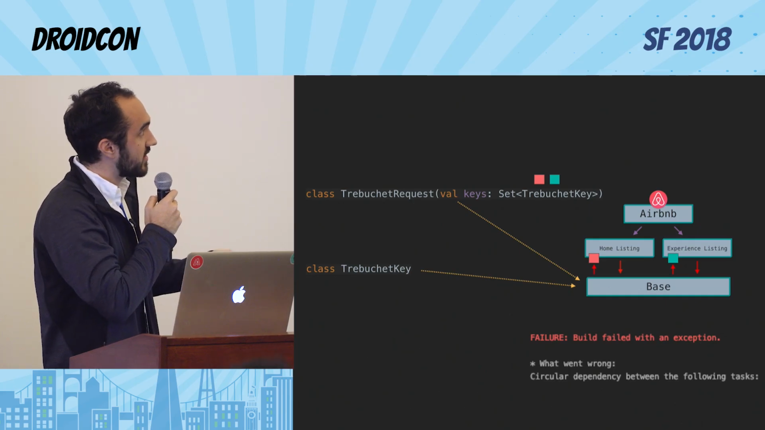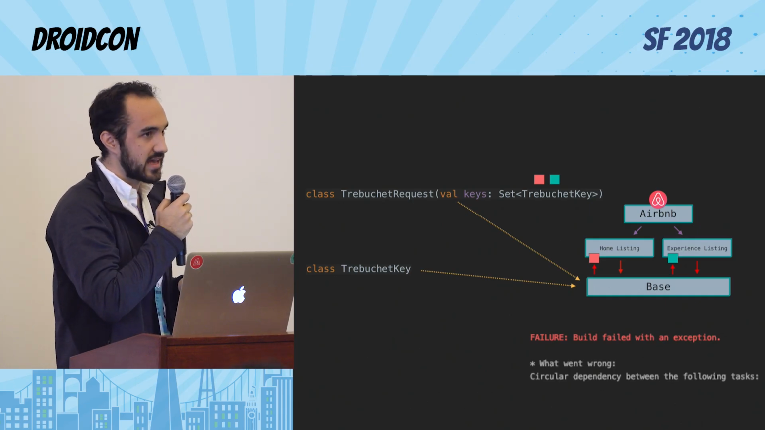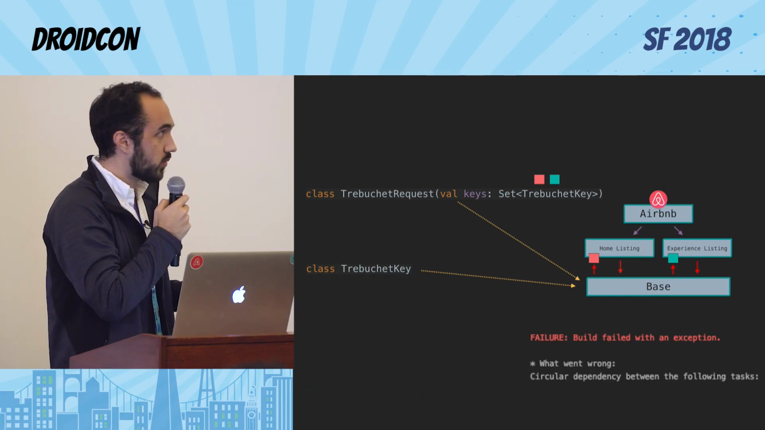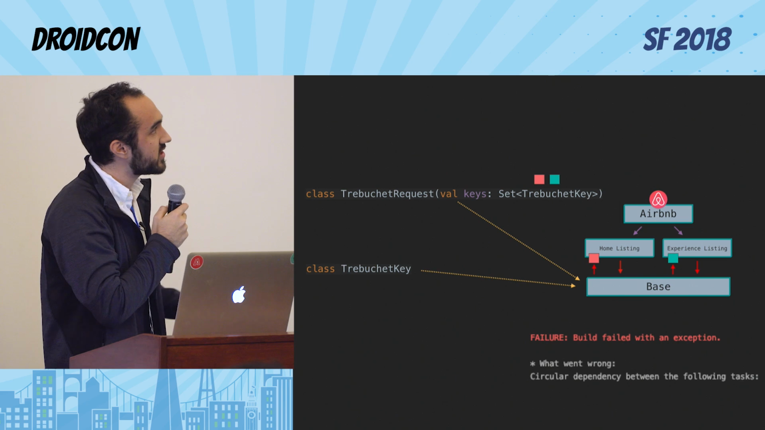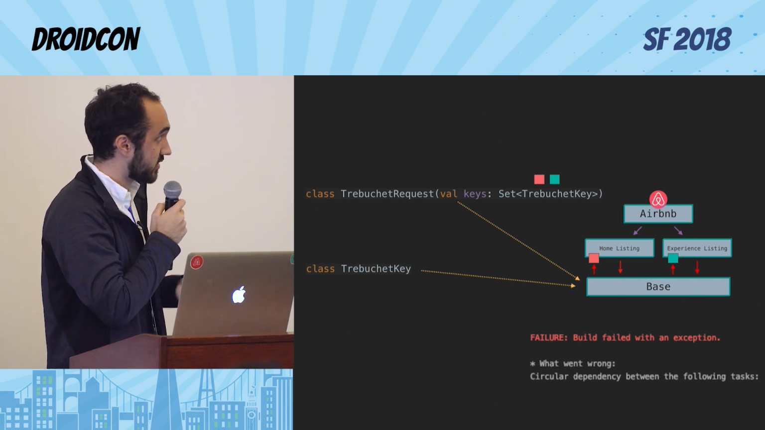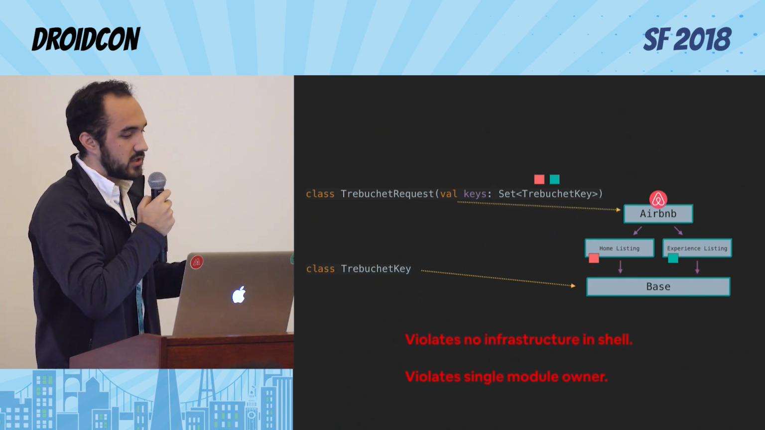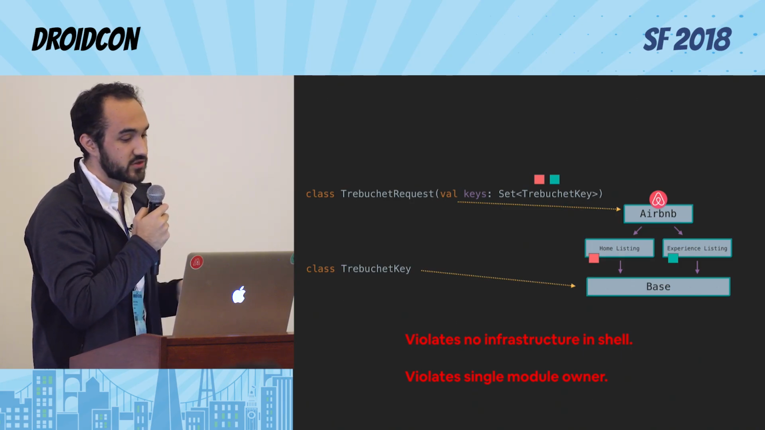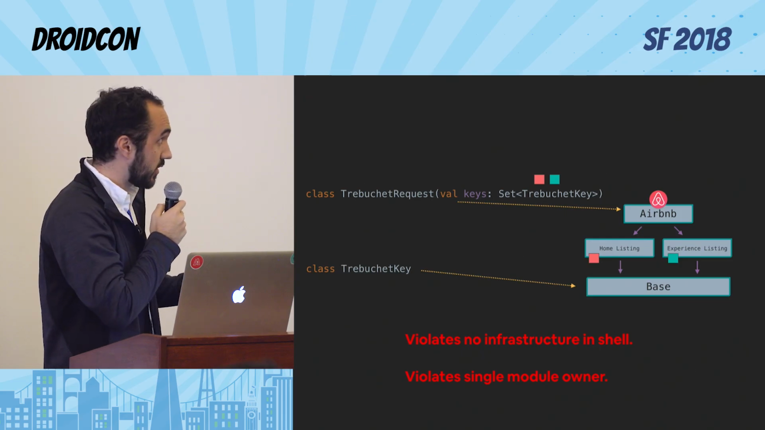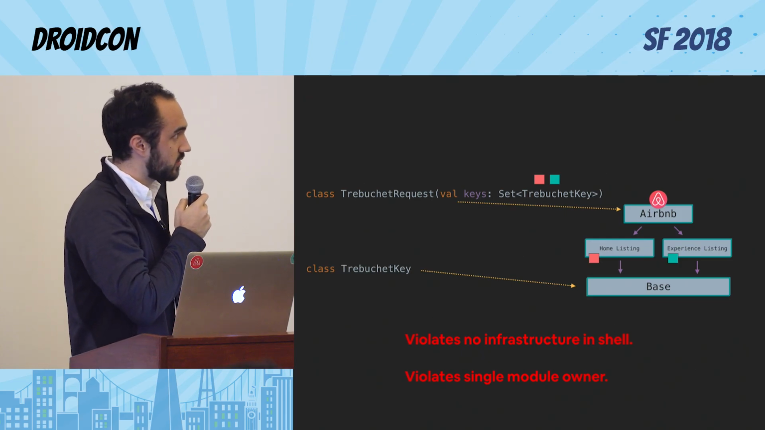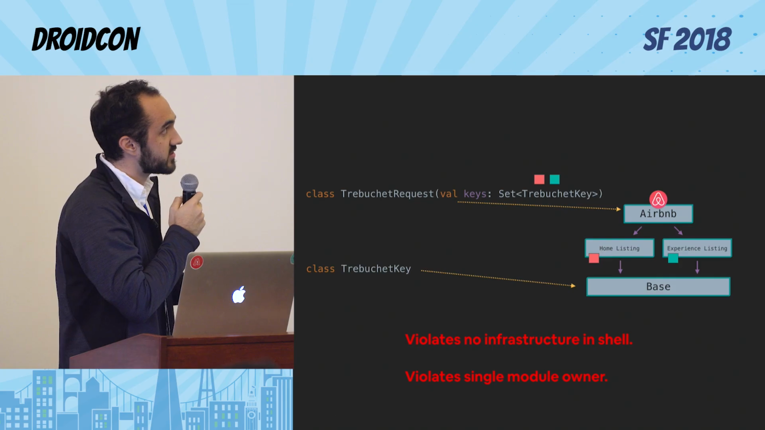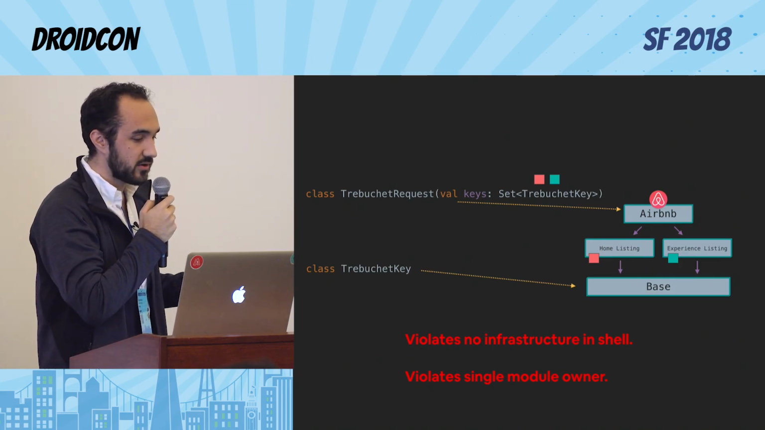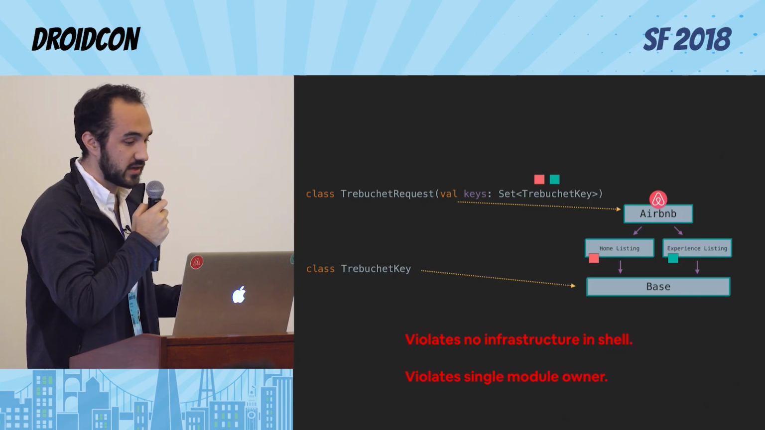So now we have this tricky problem where this trebuchet request that we want to have all the trebuchet keys in the app should be owned by our base infrastructure, but we don't know what the keys are in base. And we can't just add a dependency on all the feature modules because we'll get a circular dependency. Now, we could put this in our shell module, but we created some rules that there should be no infrastructure in the shell, and the shell module should have a single owner. This is just one example of why you might need to use a pattern like this, but there's many, some of which are feature specific. So if you were to extrapolate, allowing this in the shell module would lead to a module that's very big and owned by many teams.